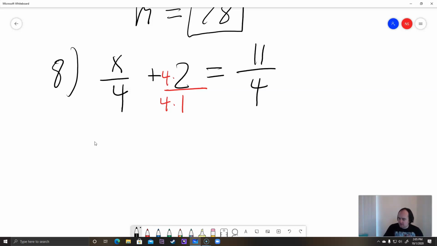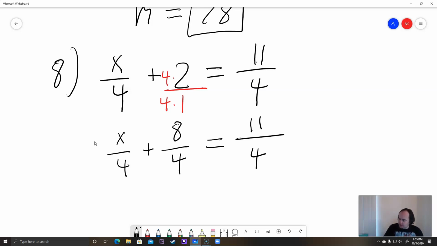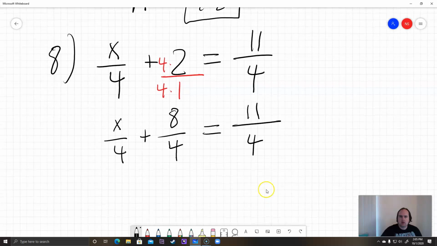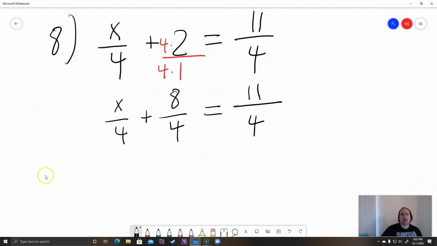And that's going to give us 4 times 2 is 8 over 4 times 1 is 4. So we have x over 4 plus 8 over 4 equals 11 over 4. Alright, and now that we have built them to the same denominator, now we can go ahead and move the 8 over 4 to the right side. So we're going to go ahead and subtract 8 over 4 from both sides.